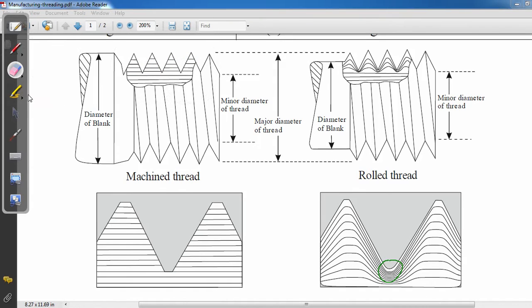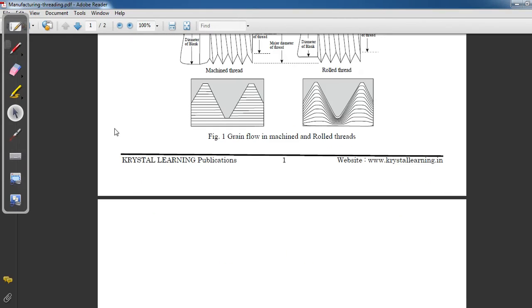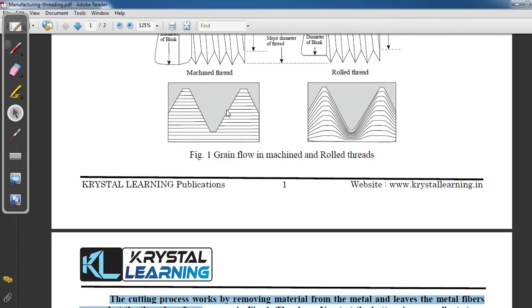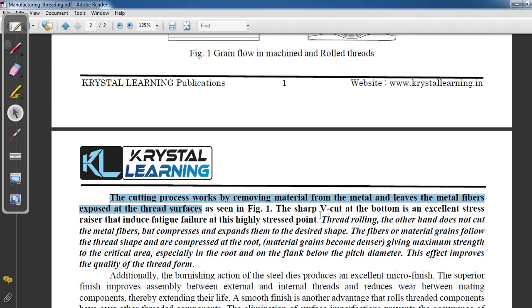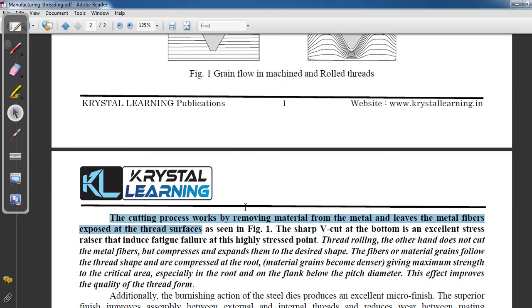Now let's read out some points summarizing what thread rolling is. Here it is written: the cutting process works by removing material from the metal and leaves metal fibers exposed at the thread surface. You can see here that metal fibers are exposed at the surface. The sharp V cut at the bottom is an excellent stress raiser that induces fatigue failure at the stress point. So these are the stress points, and fatigue failure will happen here.